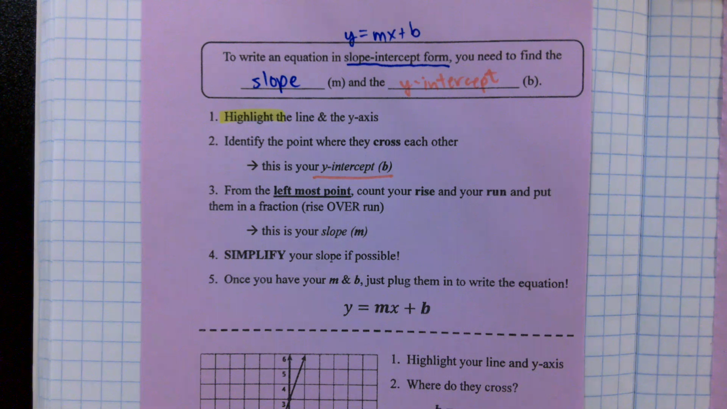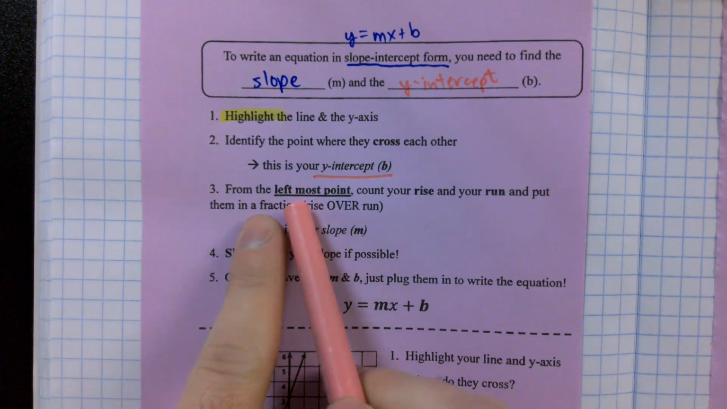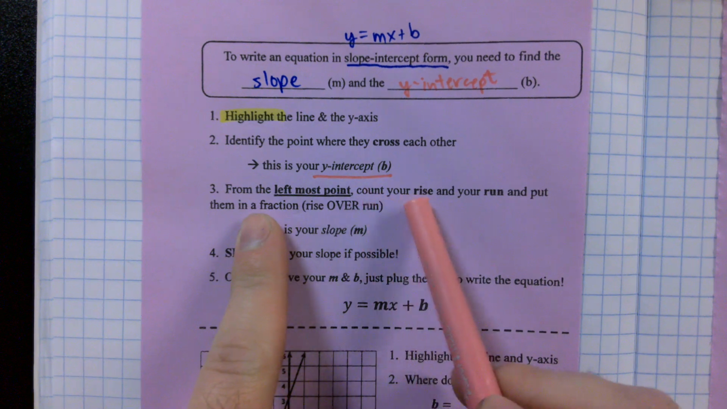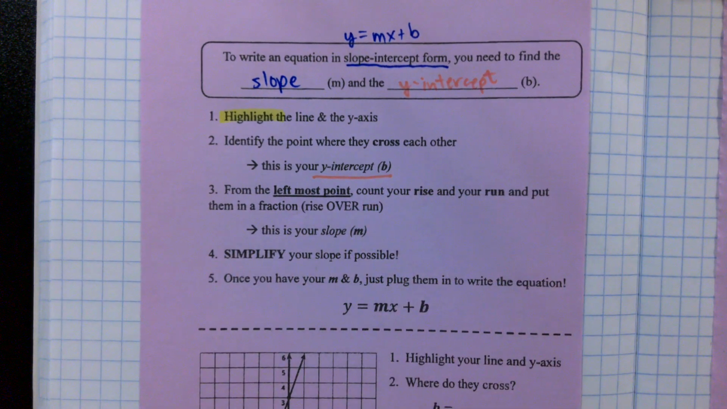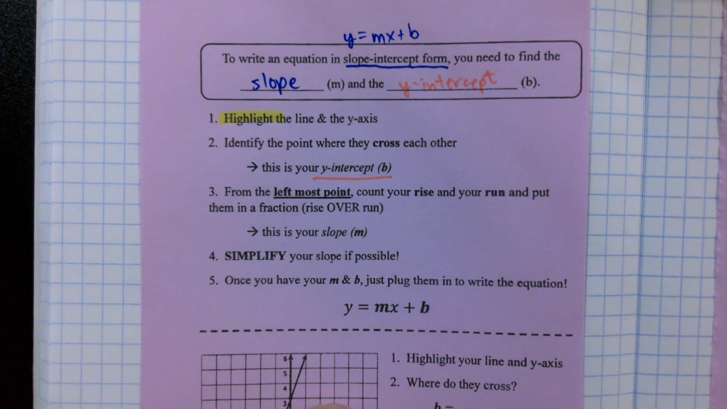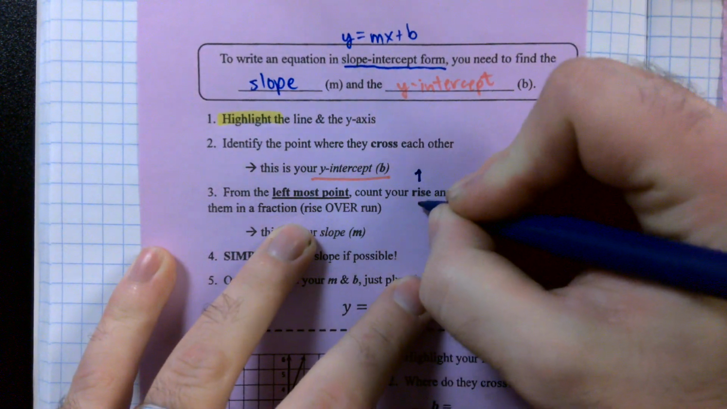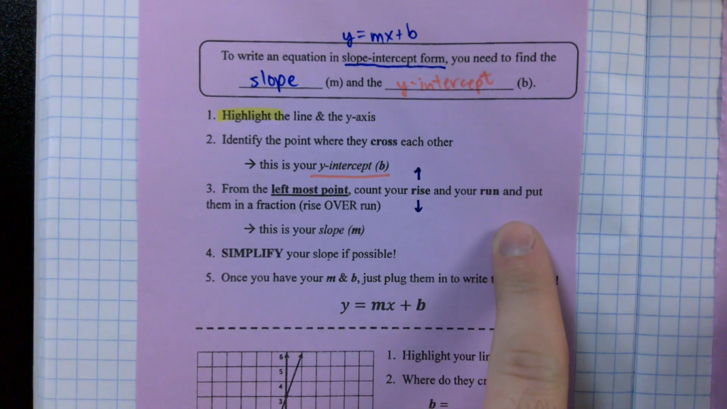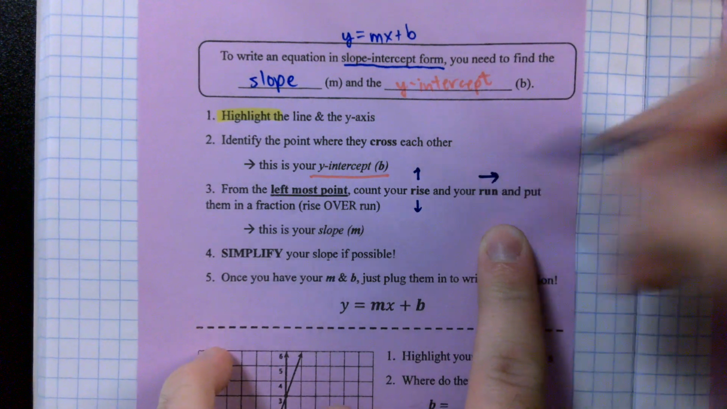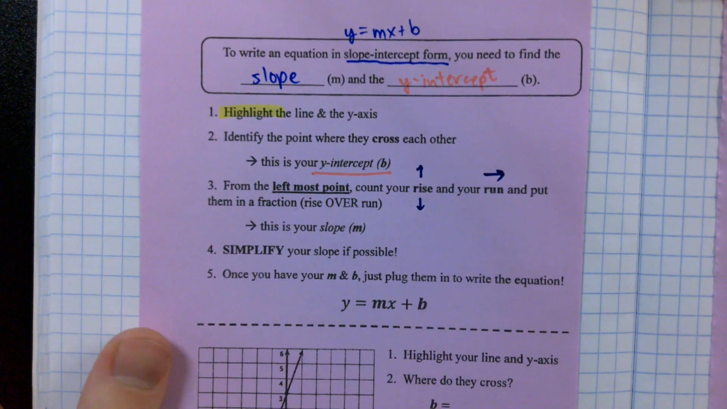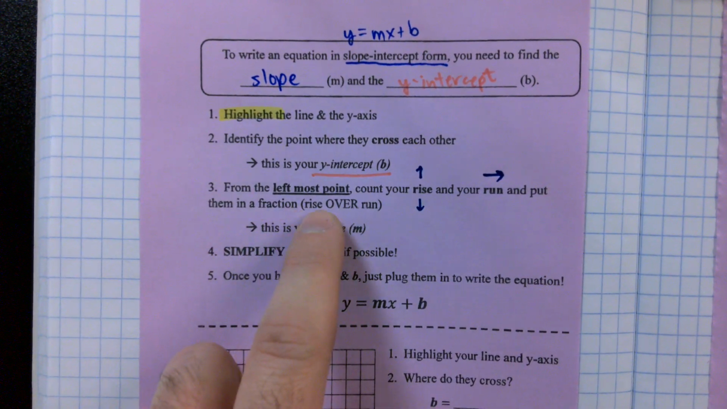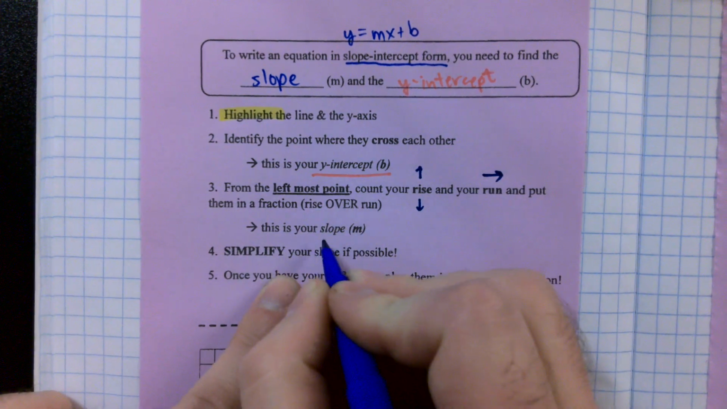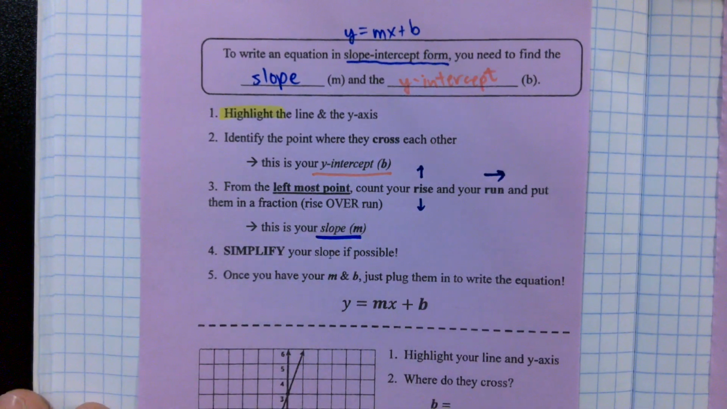And just like normal, when we're finding slope from a graph, we're going to go to the leftmost point. We're going to count your rise, either up or down. What direction am I always going to run, everybody? To the right. All right, we're going to put them in a fraction, rise over run, and that's going to make our slope.